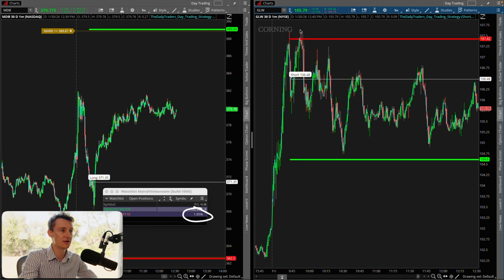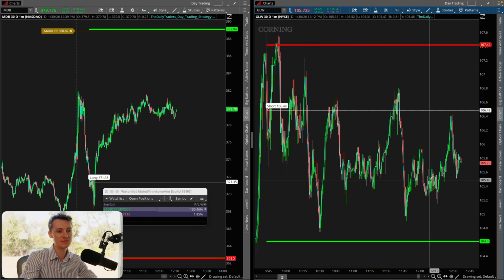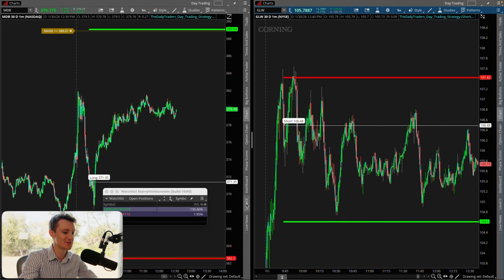So 5 full 1-minute candle closes. And we had not even 1 full 1-minute candle close above the stop. And I'm still in this trade. So we'll see what happens with both of these.